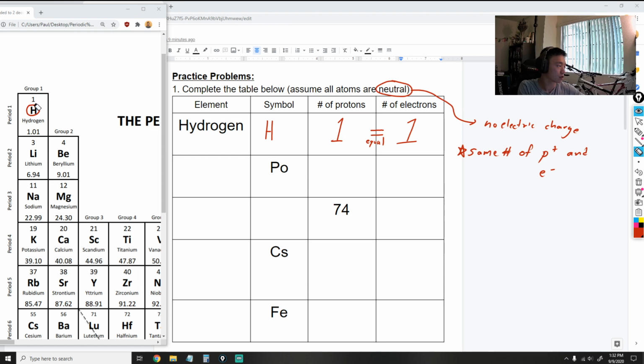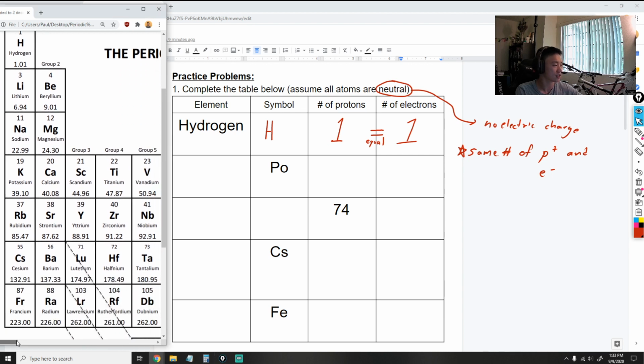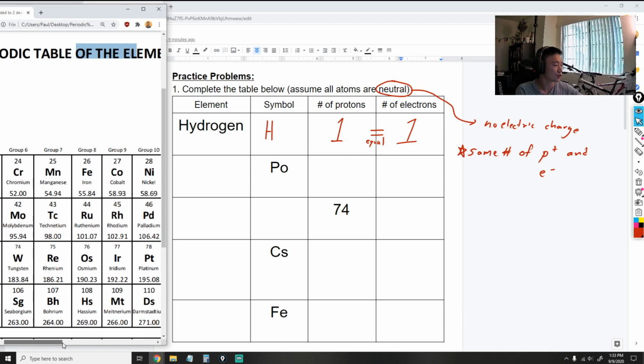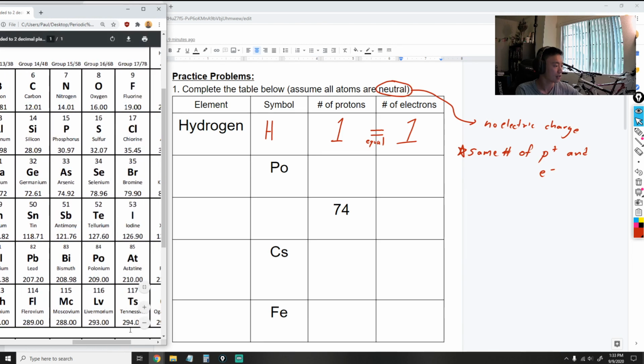Let's try one more, and then I'll let you try a couple problems on your own. It says to find the element that has the symbol PO. That's my initials actually, PO. It wasn't intentional, but it's kind of fun. So we're going to look for PO on the periodic table. If you go towards the bottom right, make sure you find that on your periodic table, you're going to see the symbol PO.